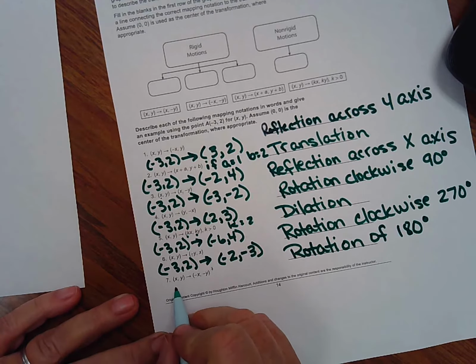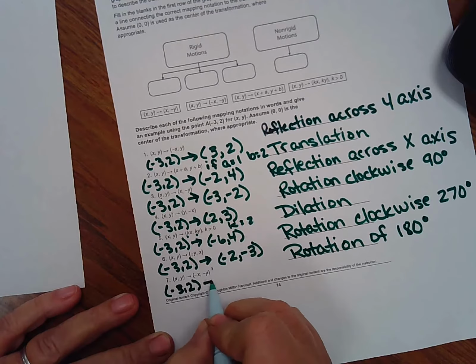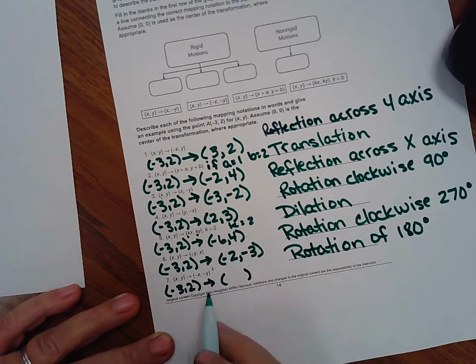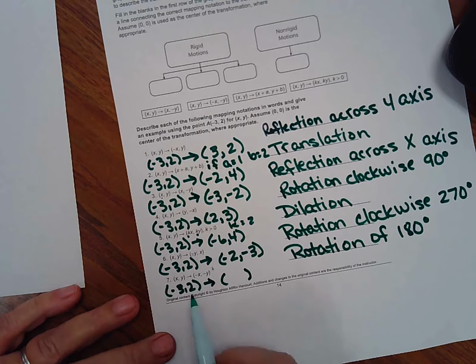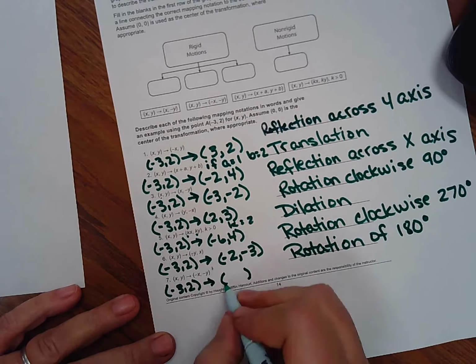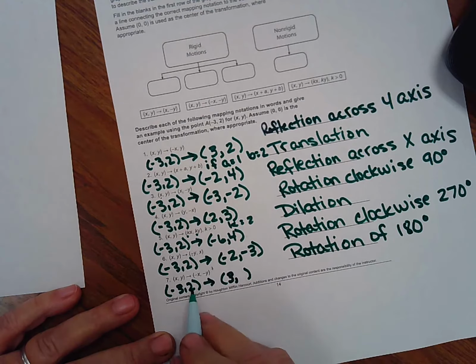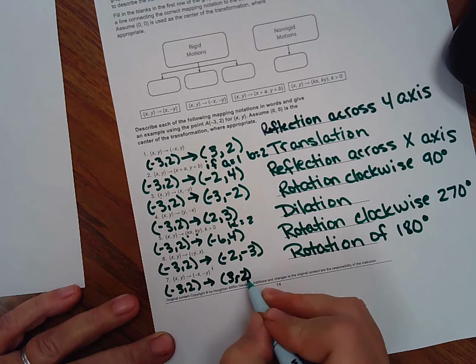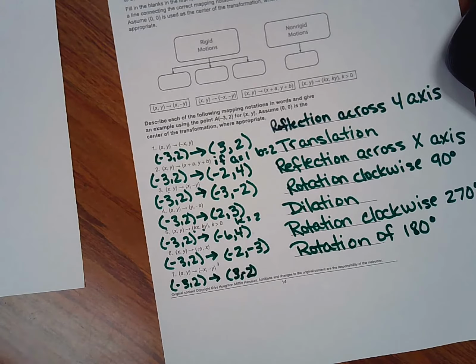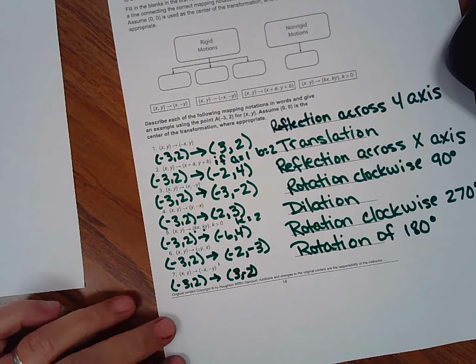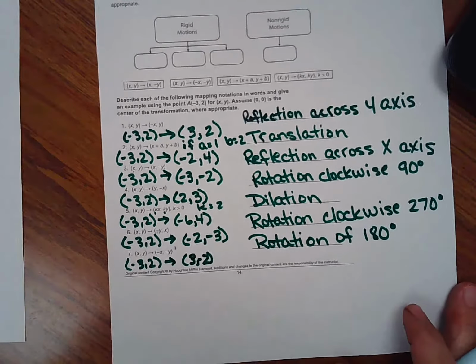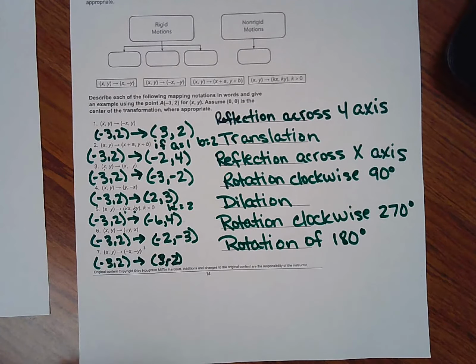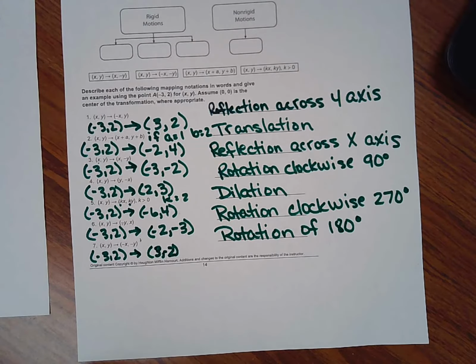So if I had -3, 2, the X and Y stay in the same order, but they both become negative. So -3, the negative of -3 is 3, and the negative of 2 is -2. So that maps to 3, -2. Okay, so there is how you map the pre-image to the image.